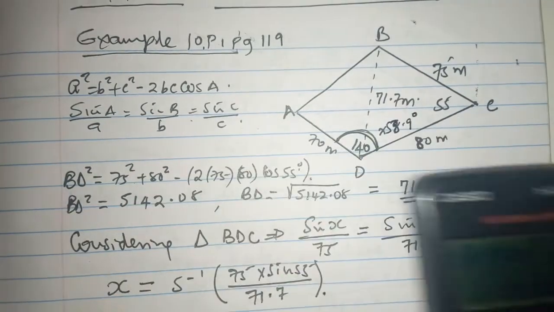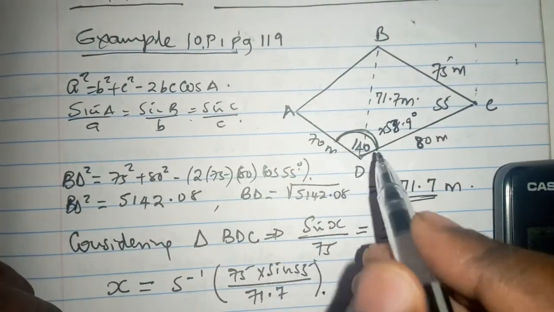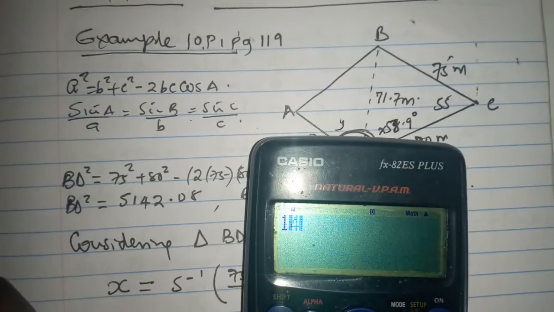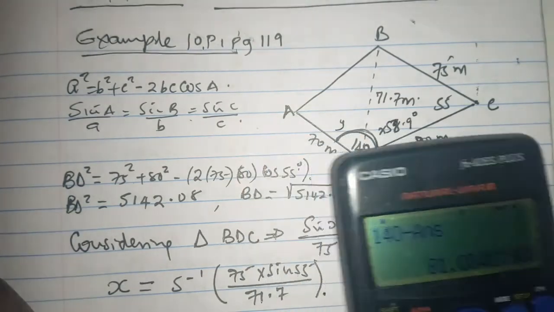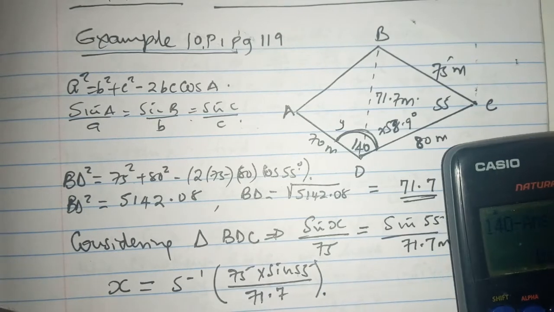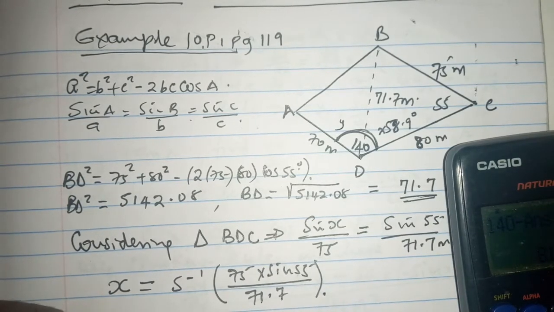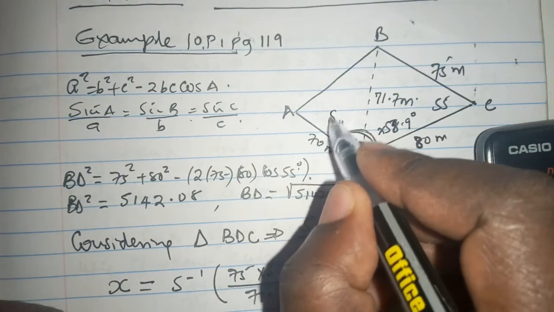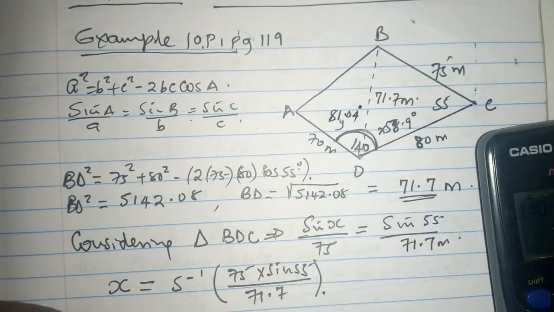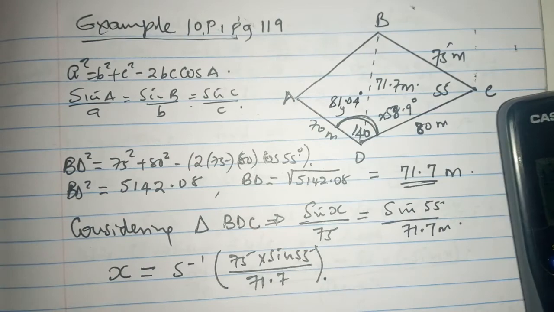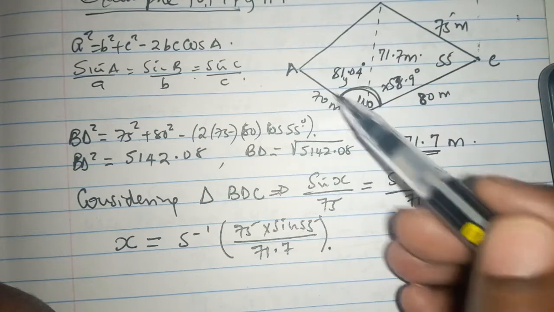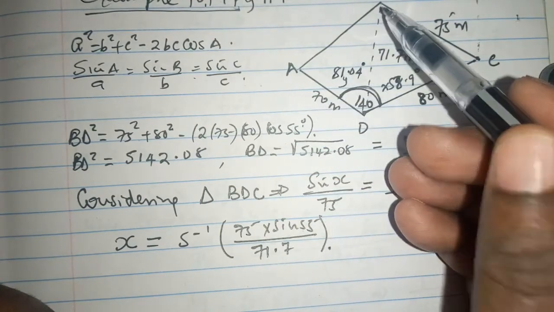Now if x is 58.9 degrees, we need to get y, if we name that angle y. So 140 degrees minus the answer gives 81.04 degrees. With that we can now use the cosine rule again, because we have AD and we have BD.